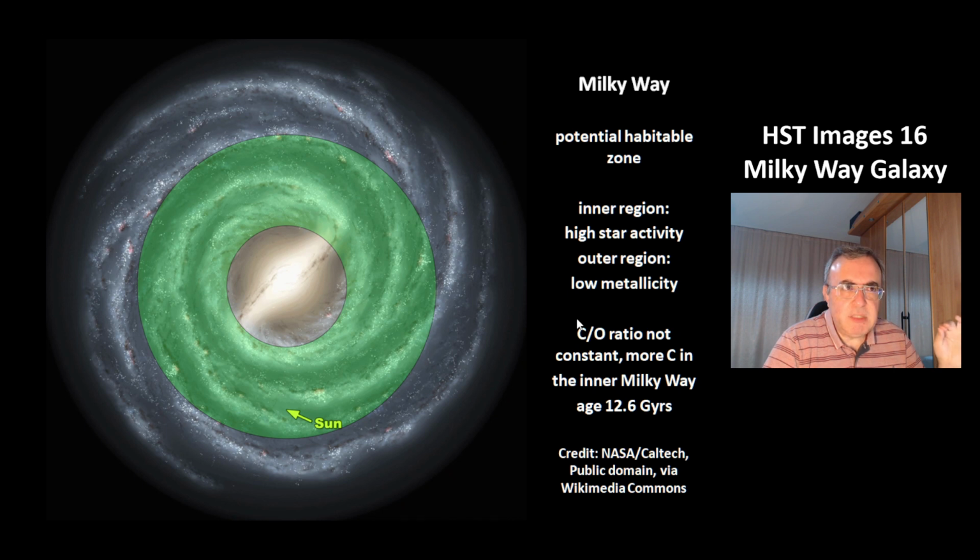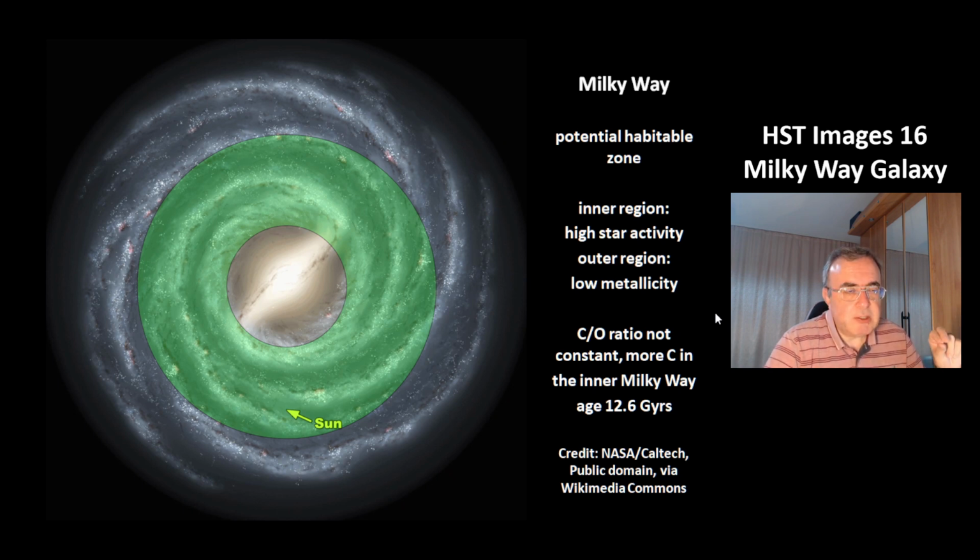It could be that the Milky Way has a potential. It could potentially have a habitable zone, and that's this green zone in this picture. In the inner region, the high activity is too high. That's not good for life. And in the outer region, the metallicity is too low. Metallicity means the percentage of all chemical elements other than hydrogen and helium.